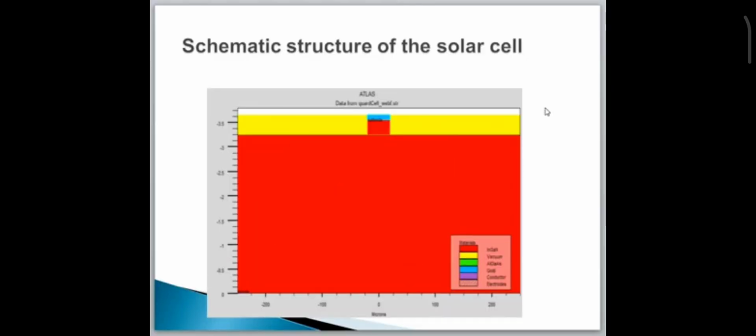This is the structure file you will get after running this program. This is the indium gallium nitride material. Yellow one is the vacuum region. And the aluminum gallium nitride material; if you zoom at this point, you will see it. I'm using gold as a cathode material. I'm using a conductor, this one, and I'm using the electrodes at this point, cathode and anode.